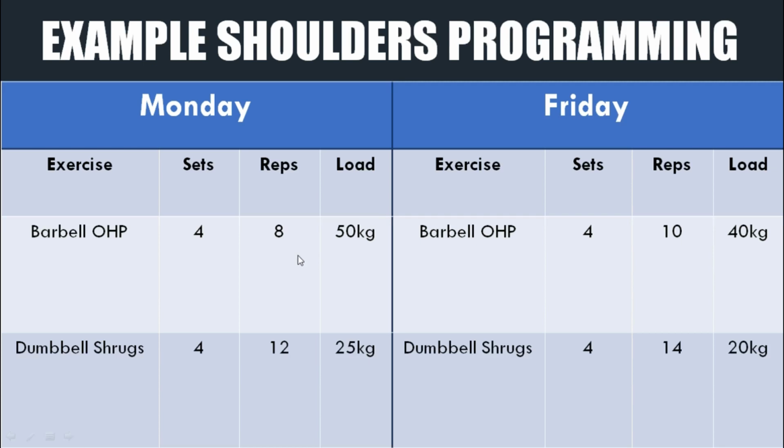4 sets of 8, slightly heavier on the compound exercises, and 4 sets of 12 on the shrugs with appropriate loads. And then if we undulate it with another day, so we hit it twice throughout the week, Monday and Friday, maybe we'll do the same exercises, but this time we'll vary the rep range and the loads used. So we'll have slightly lighter loads, but also slightly more reps and a little bit more volume in there. And same thing with the shrugs, slightly higher reps, but drop the load down a little bit.